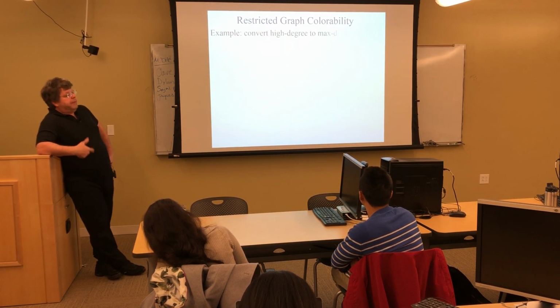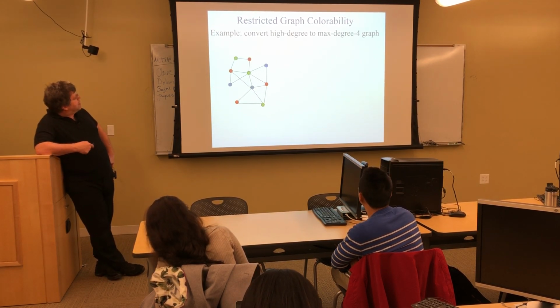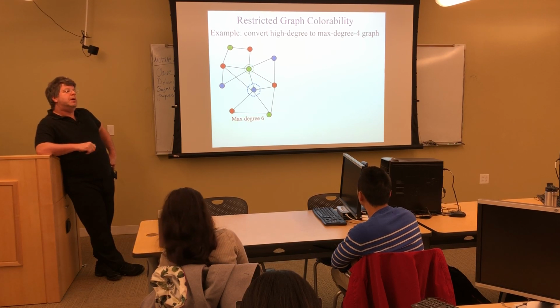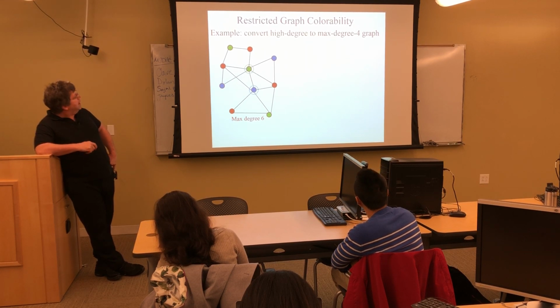So here's what it looks like for an example. Let's say you have this graph, and you're trying to find out colorability for it. You don't know how to do this because it has high degree, and you only have a max degree 4 colorability solver, not a max degree 6 or anything higher colorability solver. So what do you do?